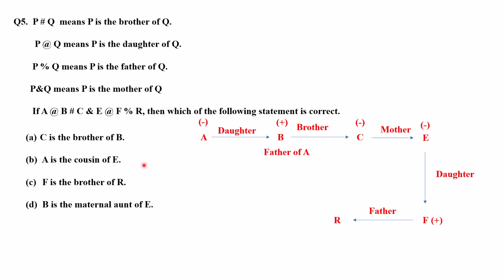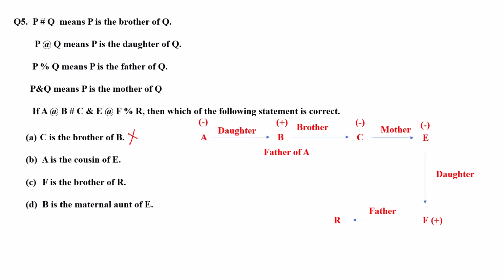Now we will see each statement one by one. First is, C is the brother of B. Is it? C is the brother of B? No, it's the other way around. B is the brother of C. So the first statement is wrong.